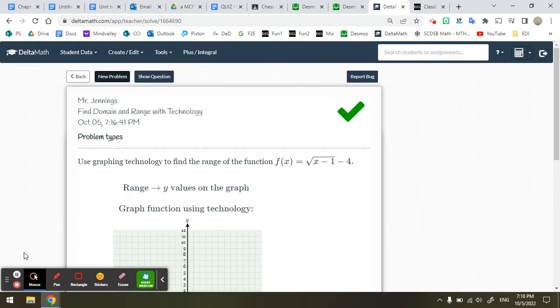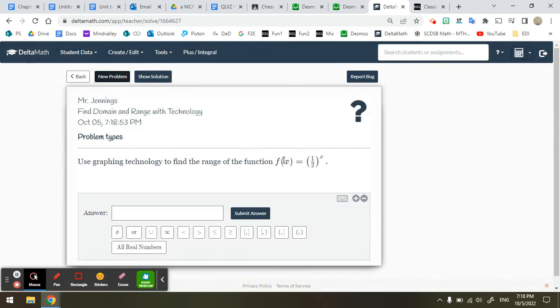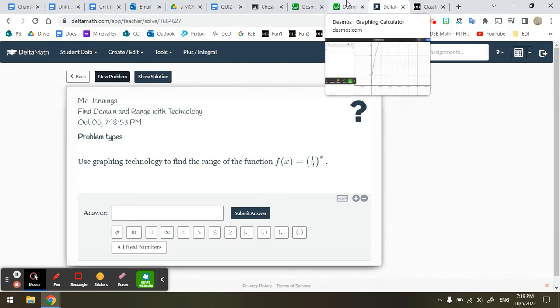Hooray! So that's what we saw on the graph. Okay, let's look at some more examples. New problem. All right, f of x is equal to (1/2) to the x, and we want to find the range. Okay, well, it's going to be y is greater than 0. And I'll show you why.